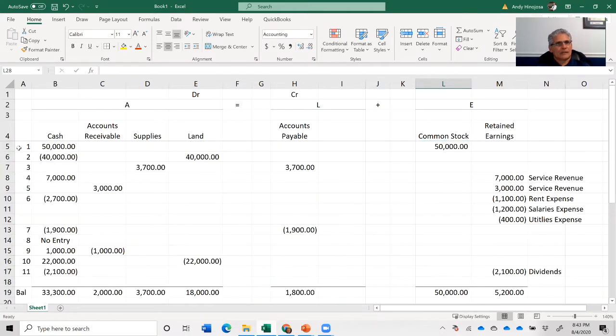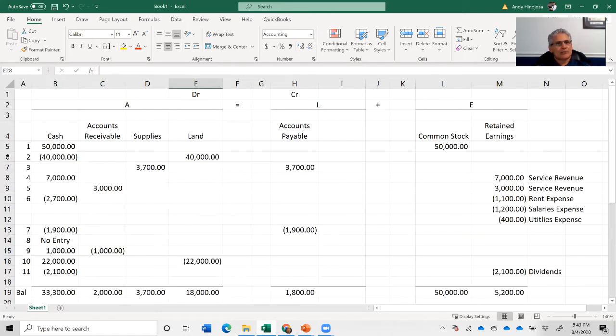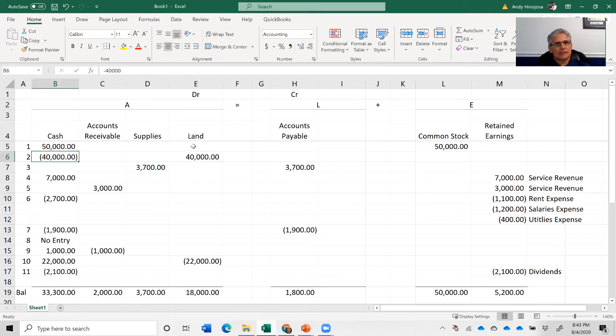Okay. So journal entry number 1, debit 50,000 and credit 50,000. Put the 1 on this side just so that we have a reference. And we know that these numbers came from transaction number 1. The second transaction, $40,000 decrease to cash, increase to land. Increase to land, decrease to cash.